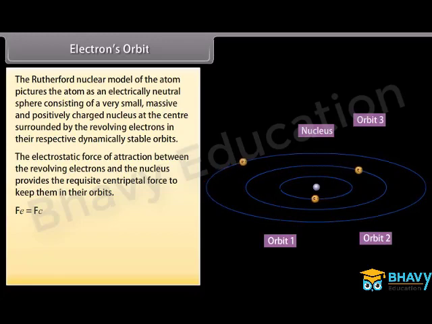Putting their respective values, we get mv square by r is equal to 1 upon 4 pi epsilon naught e square upon r square. We can also write this equation as r equals e square upon 4 pi epsilon naught m v square.